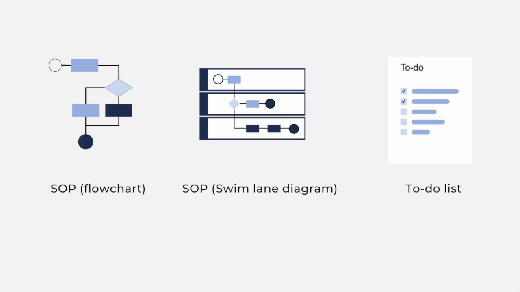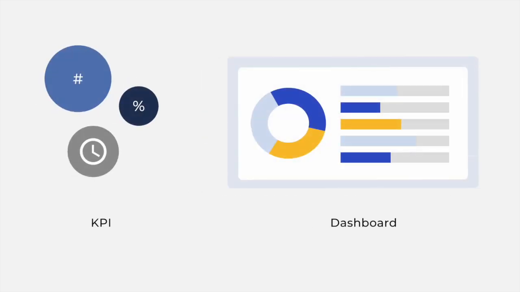Then, you learn what an SOP is and how to visualize them using flowchart and swim lane diagram. You also learn that a checklist is a useful way to manage your work on a daily basis. After that, you learn that KPIs are used to evaluate performance and how to come up with KPIs based on the steps in the SOPs. And finally, you learn the concept of dashboard that contains visualizations of KPIs.